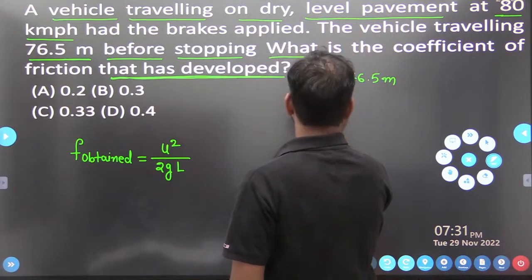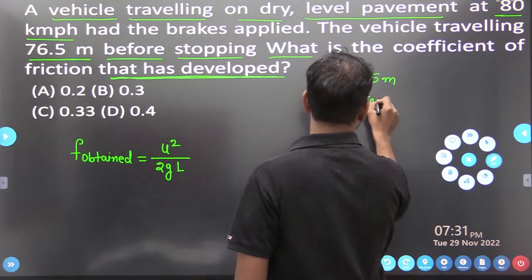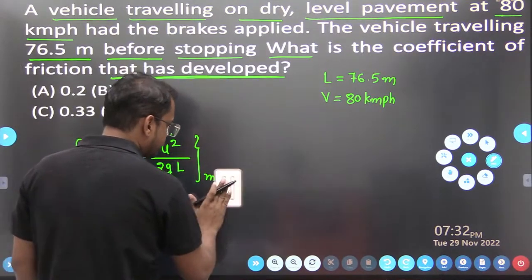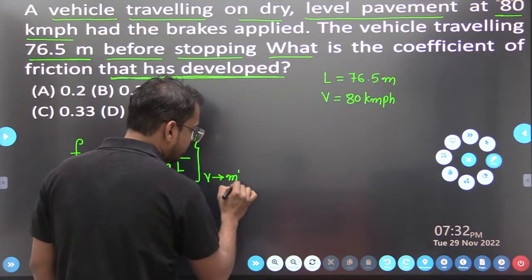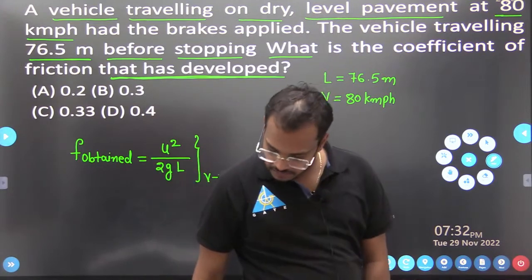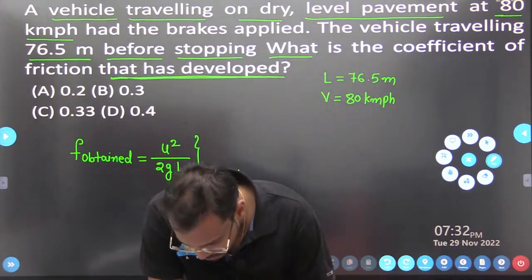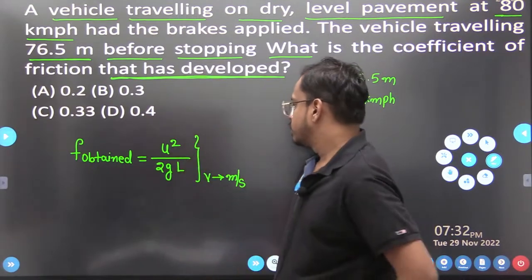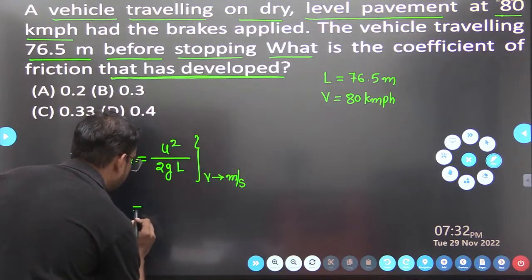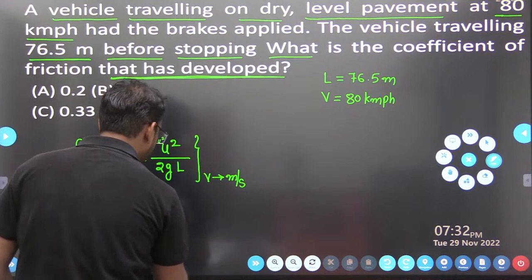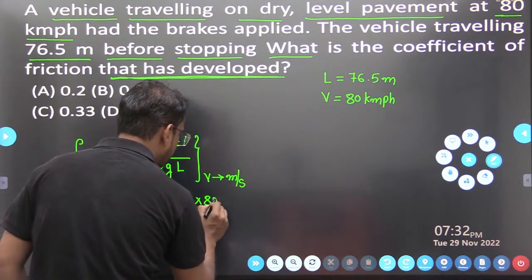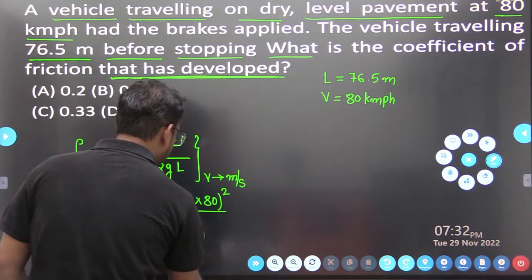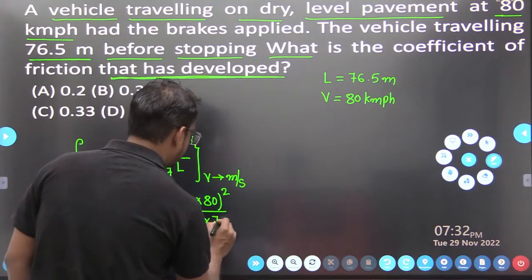My dear friend, level pavement at 80 kmph speed, so speed is already given as 80 km/h. Please remember that this formula is valid only when speed is in meter per second. If speed is given in kilometer per hour, then multiply by 0.278. What is the value of U squared? U is 80, that means 0.278 multiplied by 80, whole squared, dividing by 2, G is 9.81, and capital L is 76.5.